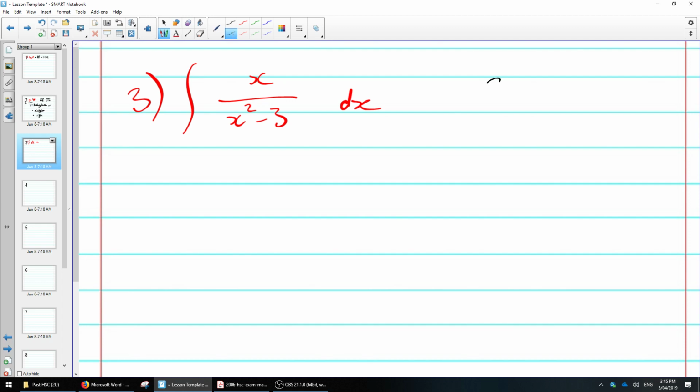It's good to see that lots of people wrote 2x to the side. Some people even wrote that 2x equals the goal or something like that, which is good. That's what we're guiding towards: we want our numerator to be 2x. So what do I need to do to my integral?